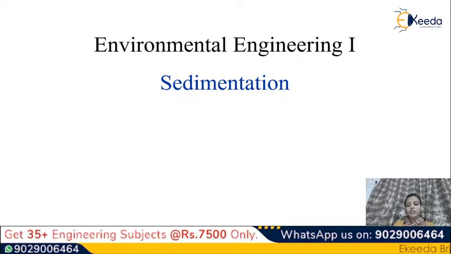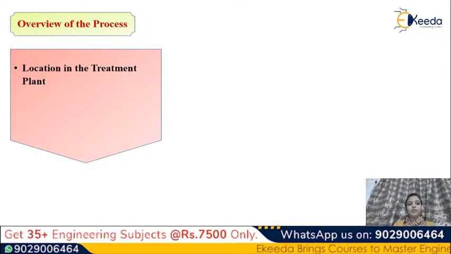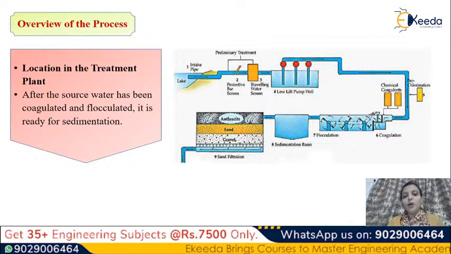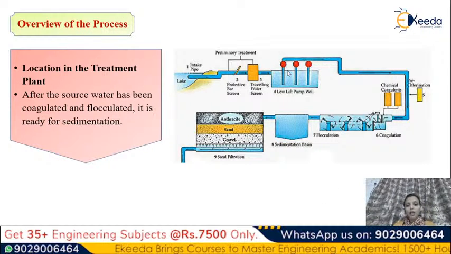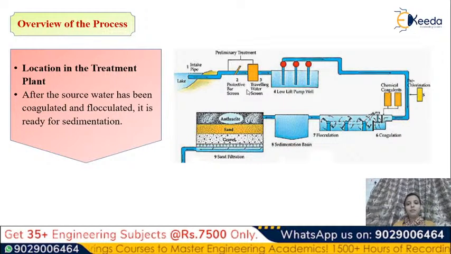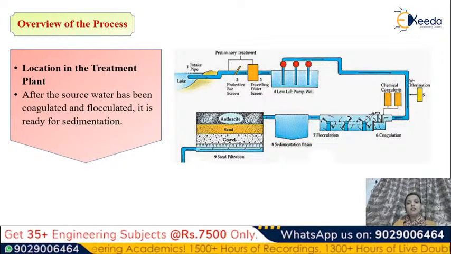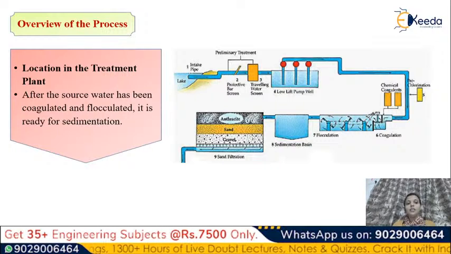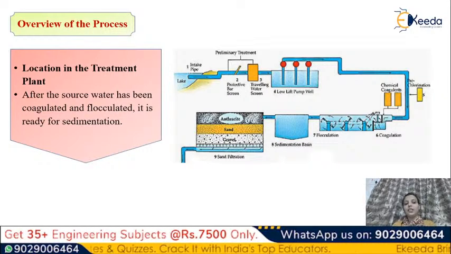So let's see what sedimentation is. As you can see in this flow chart, as I told earlier, sedimentation is the very first step in a water treatment plant. Your primary treatment starts with the sedimentation tank. The location of the sedimentation tank in your water treatment plant is after the source of water has been coagulated and flocculated, and it is ready for sedimentation. This statement is suitable for the secondary sedimentation tank.